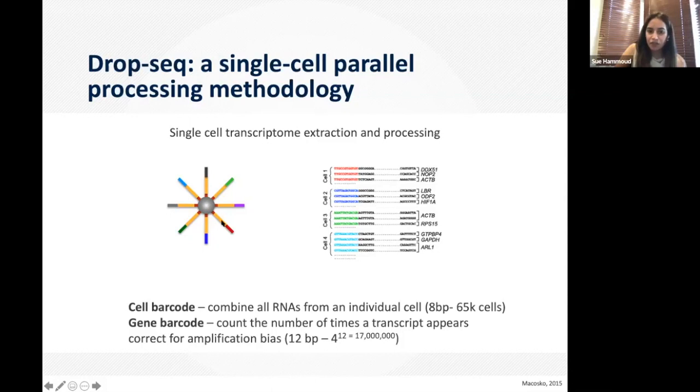The first important feature is the cell barcode, which is shown here in the different color codes, present on each individual bead. Therefore, all the mRNAs attached to a single bead are presumed to be derived from a single cell, if your dilution process is working accurately through the flow cell. Then you have these gene barcodes, which allow you to count the number of transcripts for each individual gene. And then you have these oligo-dT primers that allow you to capture polyadenylated transcripts.